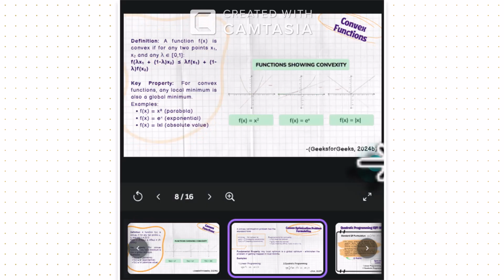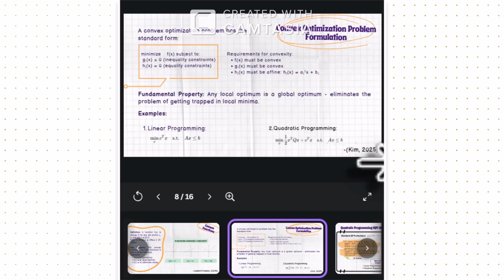So, now talking about the convex optimization problem formulation. A convex optimization problem is a special class of optimization problems that can be solved efficiently because of its unique mathematical structure. The general form is minimize f(x) subject to g_i(x) less than or equal to 0, which are inequality constraints, and h_j(x) equals 0, which are equality constraints.